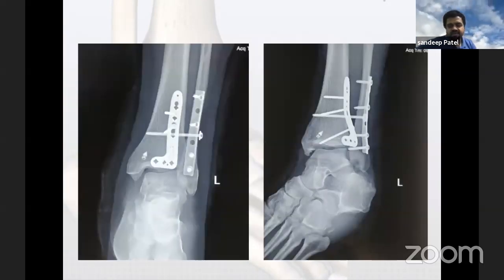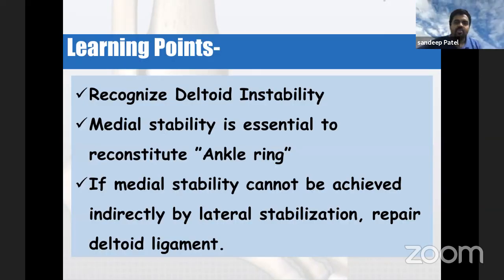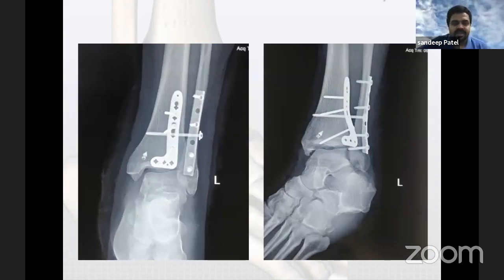So this was the final view of the same case. So deltoid ligament injury, we have to identify whether there is instability or not. Medial stability is essential to reconstitute the ankle ring. If medial stability cannot be achieved indirectly by lateral stabilization, then we will need repair of the deltoid ligament.